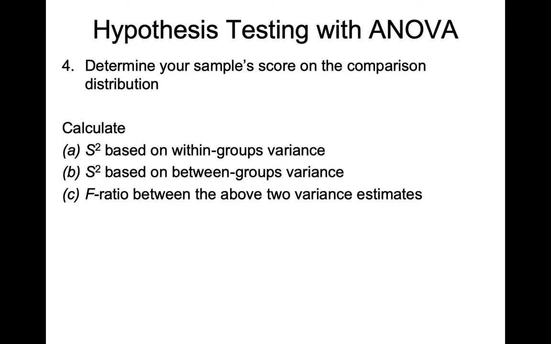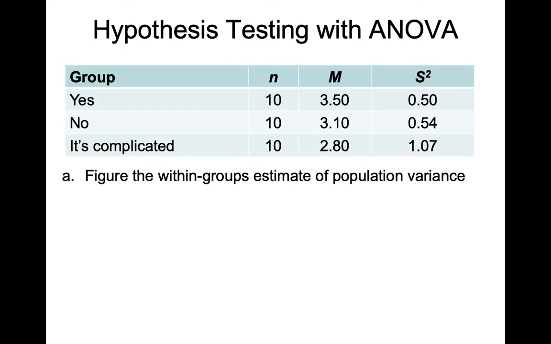Next thing we're going to do is determine our sample score on the comparison distribution. So what we ultimately want to get to is an F ratio. The way we get to our F ratio is we're going to calculate S squared, that is our estimate of population variance, based on the within groups approach as well as the between groups approach.